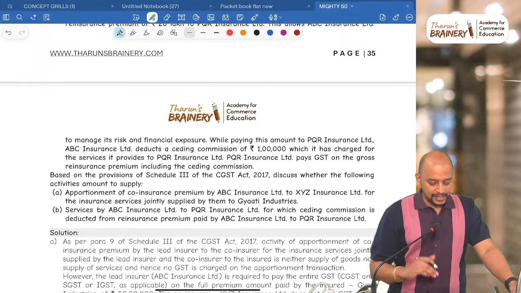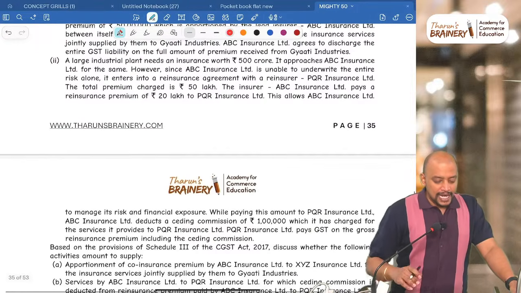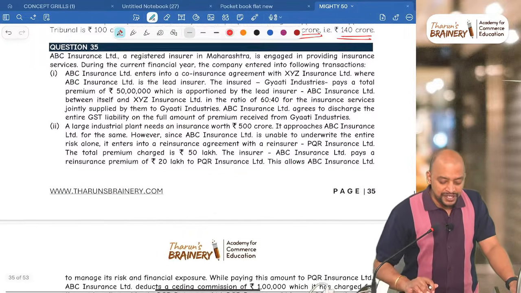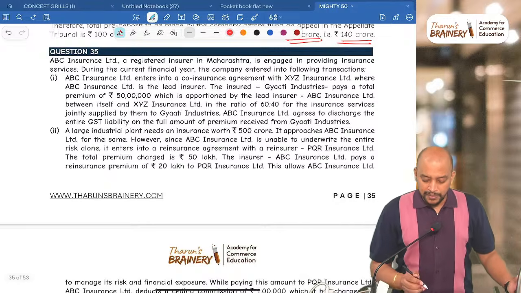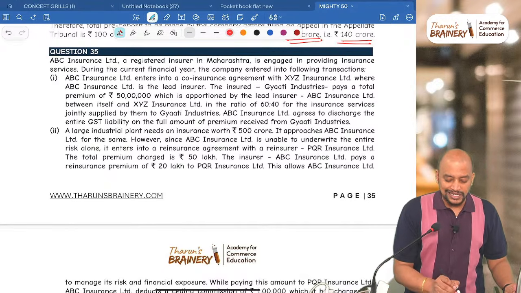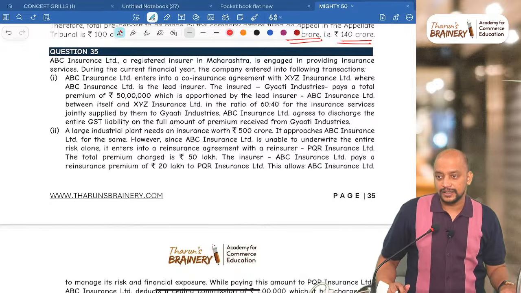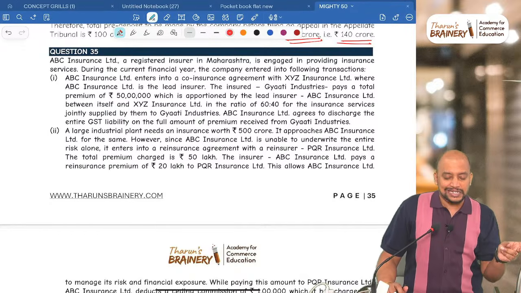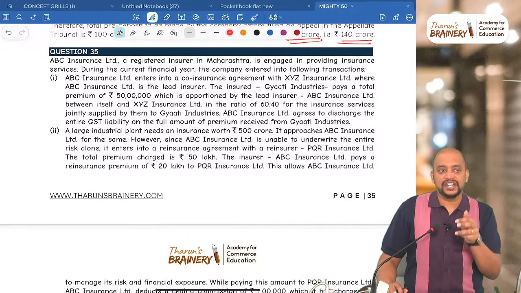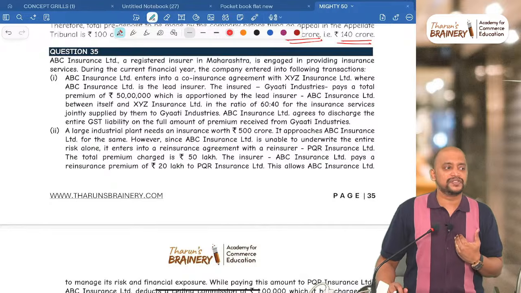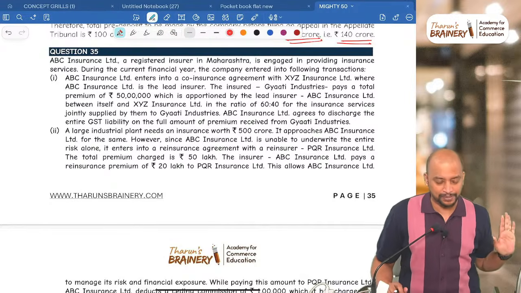Then next one, suppose in this question if they give that ABC Insurance Limited agrees to discharge the GST liability on the share of premium retained by them, then on 30 lakhs they will pay GST and XYZ Insurance will receive 20 lakhs. On that, XYZ Insurance will pay GST, that is not excluded from supply.